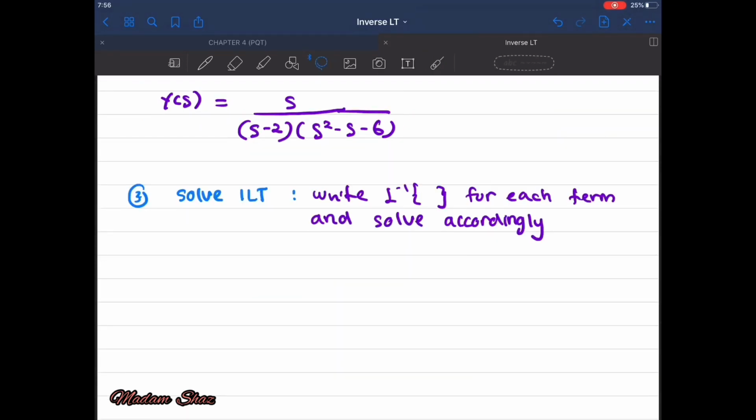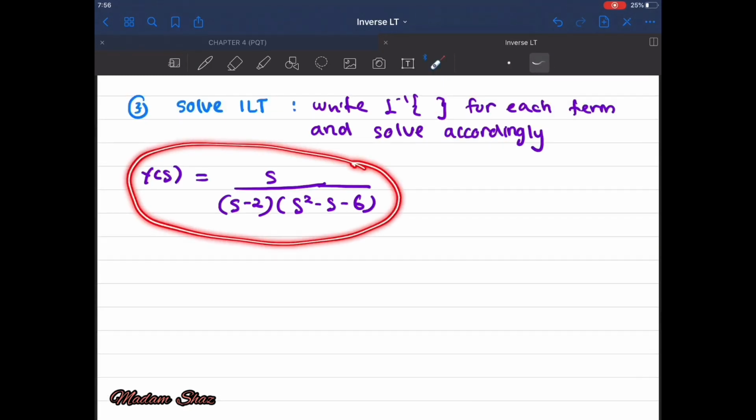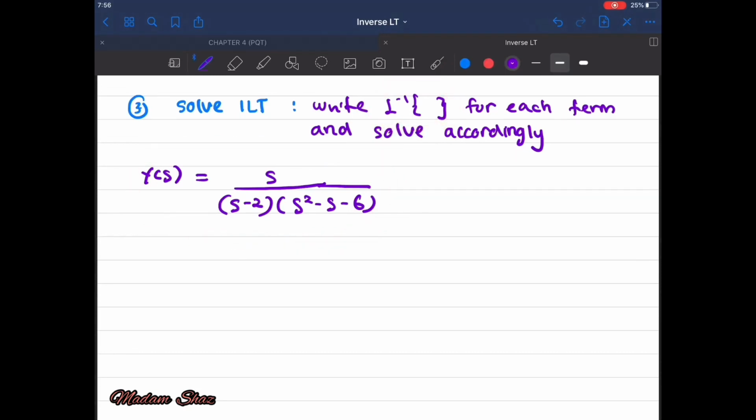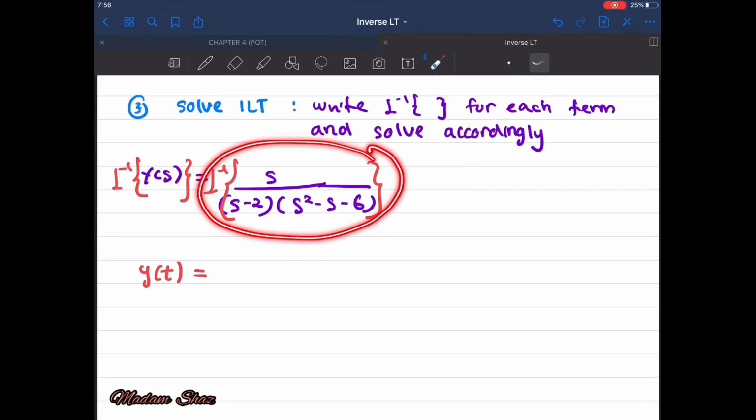Solve inverse Laplace transform, whereby you have to write Laplace inverse curly bracket for each of the terms and solve accordingly. So from Y(s) equal to something here, we want to write Laplace inverse curly bracket. Laplace inverse of Y(s) will become y(t). Laplace inverse of s over (s − 2) multiplied with (s² − s − 6), this one we have to solve inverse Laplace transform by using rational function.